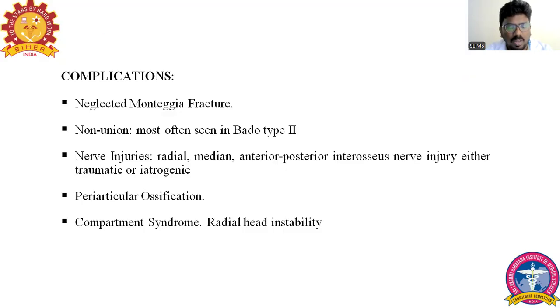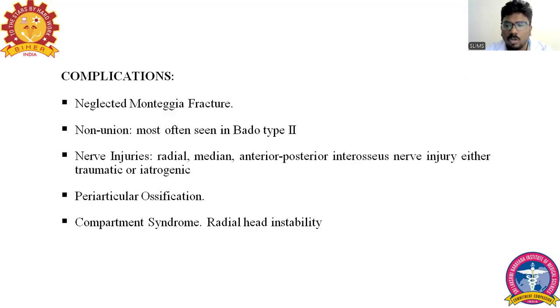Periarticular ossification or heterotopic ossification is very commonly seen around the elbow. The brachialis muscle will go for ossification. Once ossification is seen, it is very difficult for the patient to carry out routine activities. Flexion and extension will be affected, and other movements are also affected.